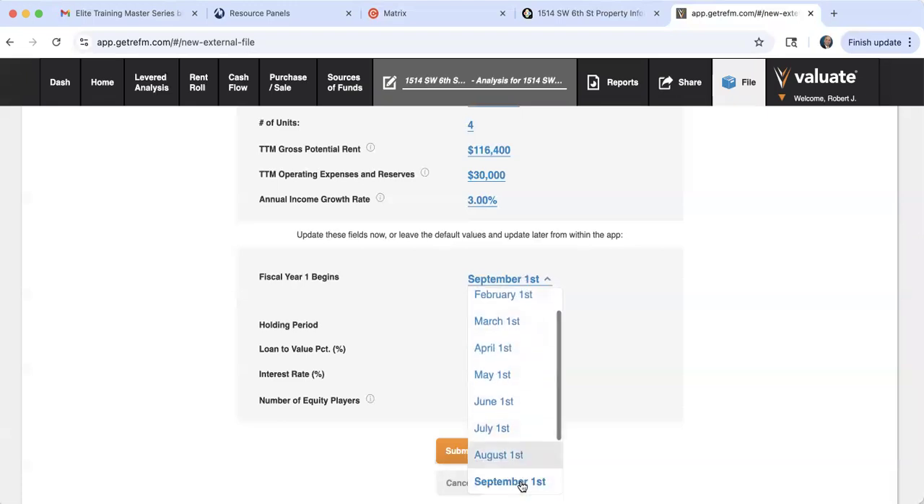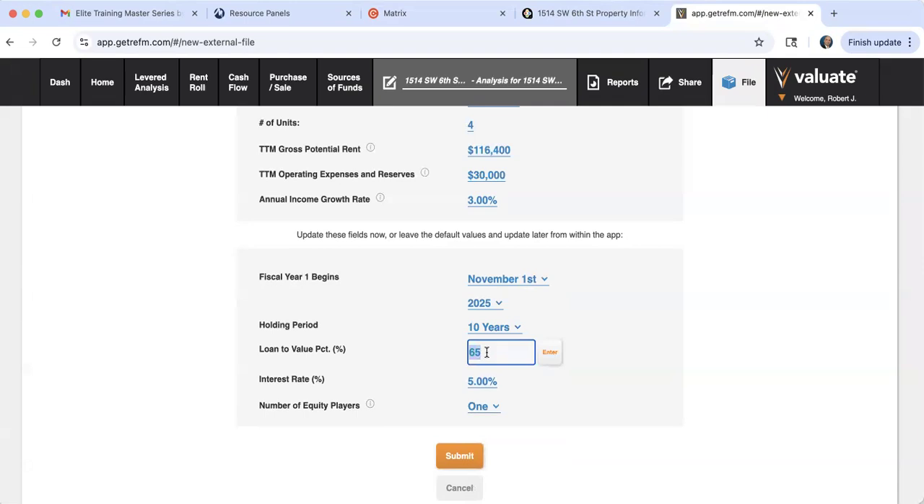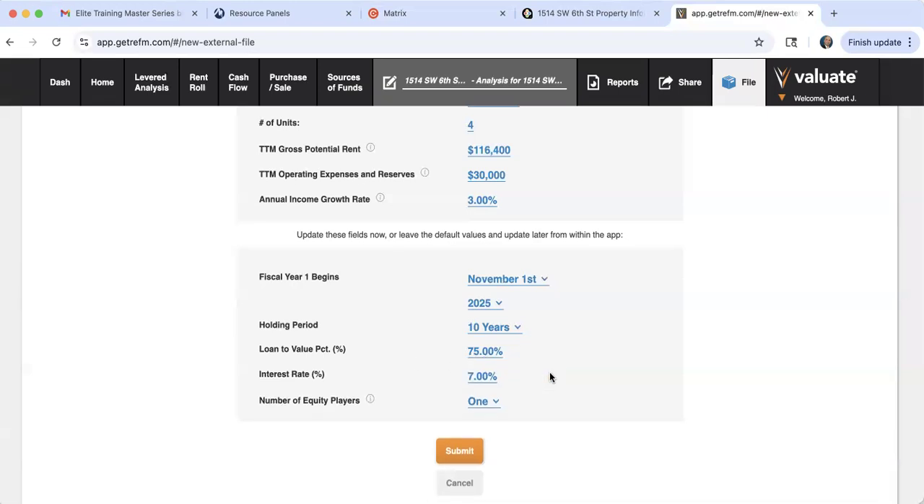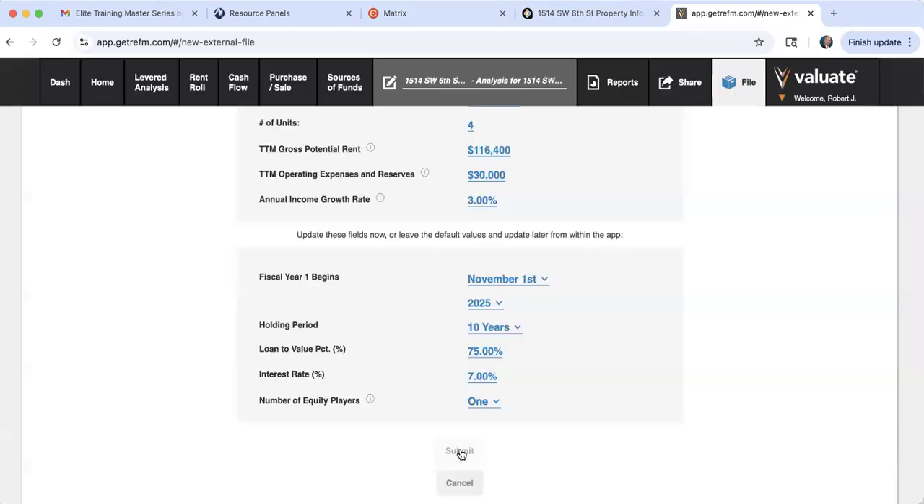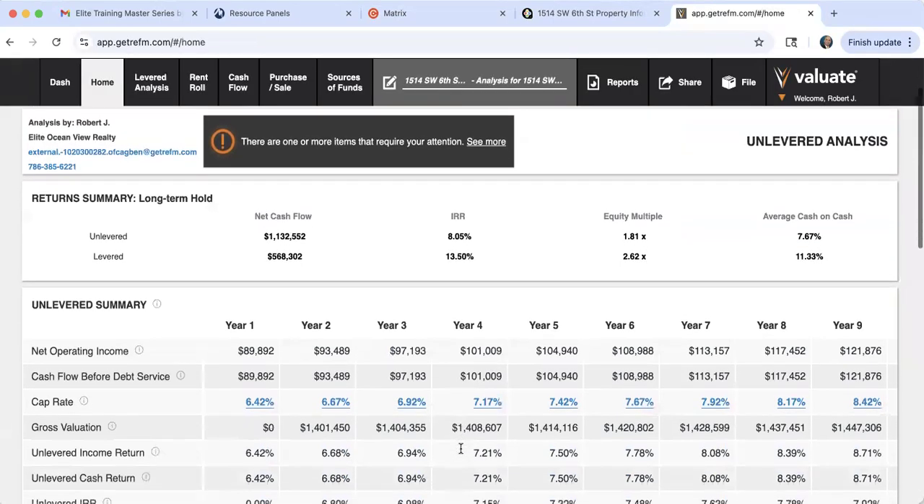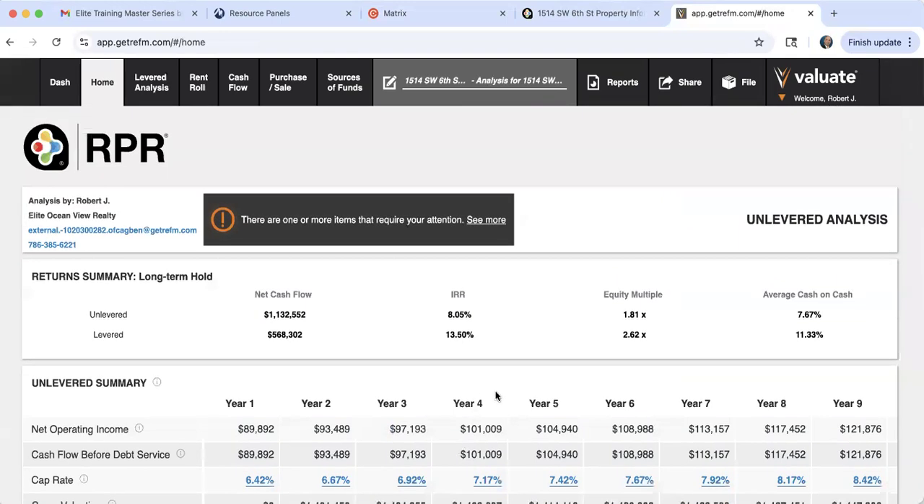Once again, buy this on November 1st, since October 1st is fastly approaching. Let's go with 25% down. So 75% loan to value. And let's go with 7% interest rate. All right, 7% interest rate, 25% down, 75% financing. Submit. And folks, your estimated returns on this property, like I imagine, is a lot more. It's 13.5%.